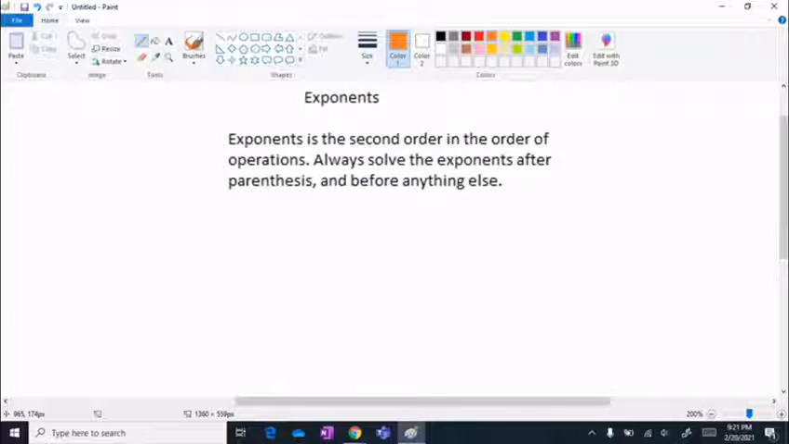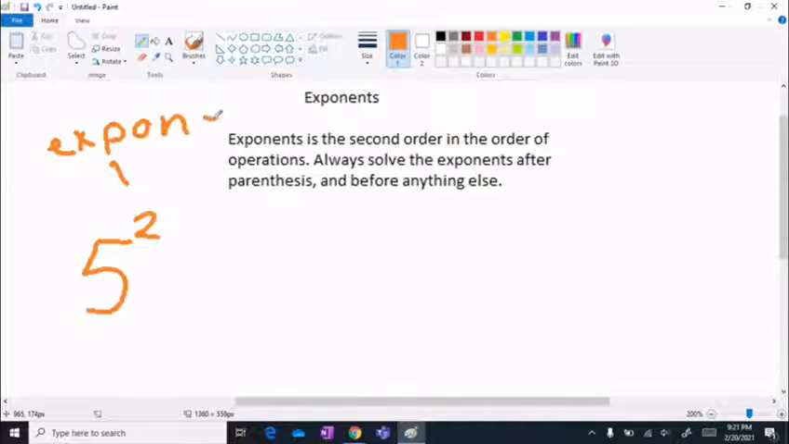Now, before we start with some examples for exponents, some of you might not know what exponents are. So, let me teach you what exponents are really quick. I'll put a quick example. This is what an exponent looks like. The small number at the top is the exponent. Exponents basically tell you how many times you need to multiply the first number.